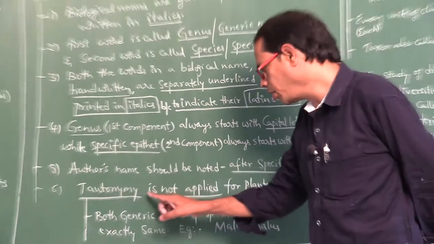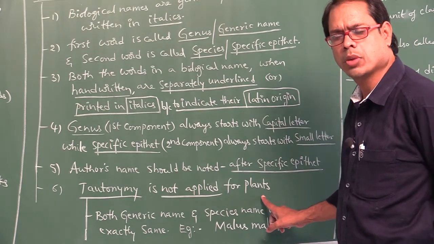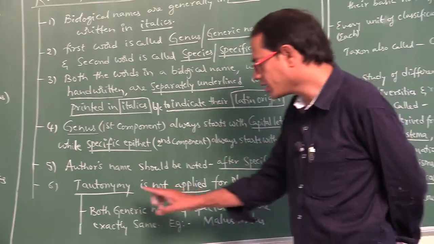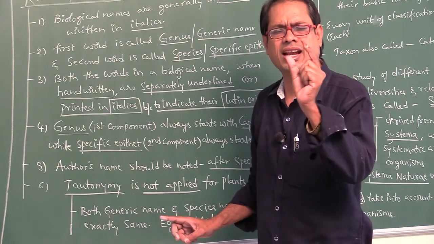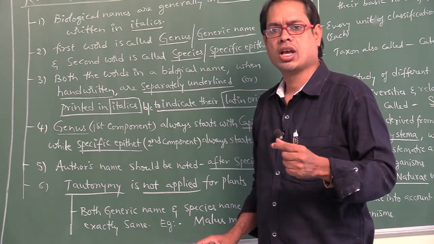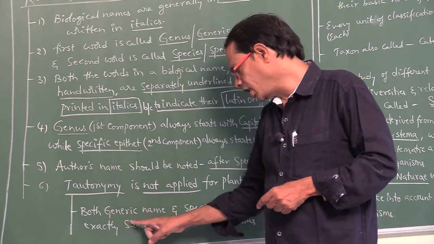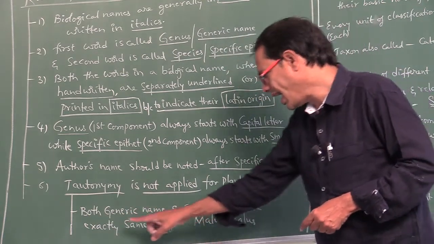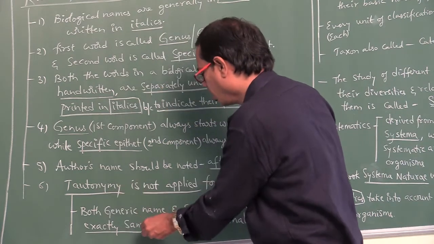Next one, tautonymy is not applicable for plants. What is tautonymy? Both generic name and species name are exactly the same. Both genus name and species name are exactly the same. That is the so-called tautonymy.